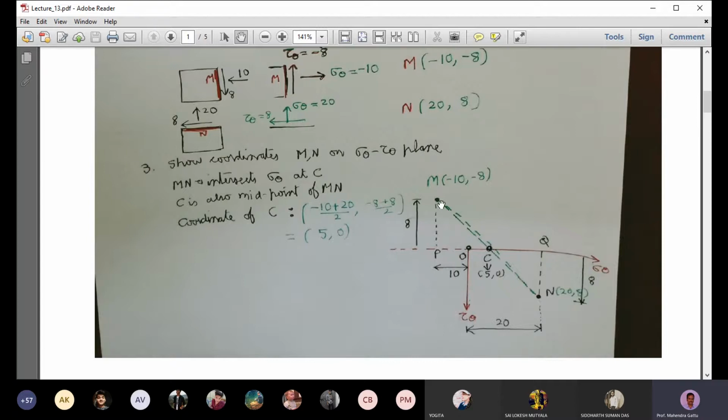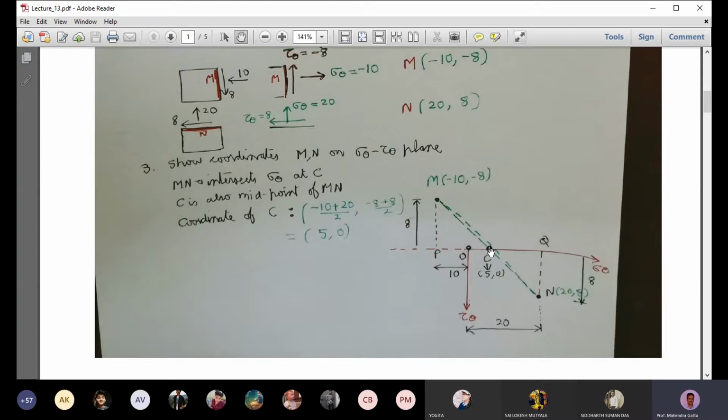We'll join this line MN, and this MN intersects the sigma theta axis at C. This C also happens to be the midpoint. Why is it a midpoint? If you take the average of the y coordinates, minus 8 plus 8, that average is going to be 0. So C is the midpoint, and its coordinates are given by x1 plus x2 by 2. So we are getting 5 comma 0.